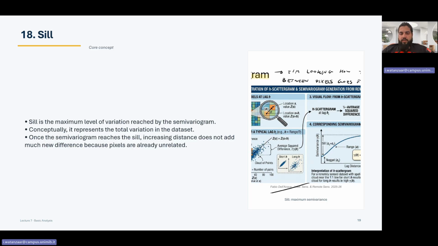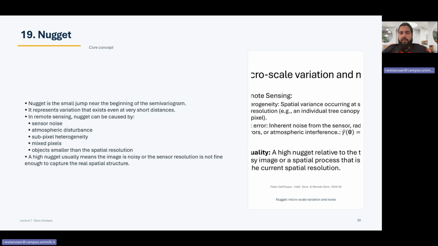And this is how we are representing it in the diagram. The last one, the nugget, is important. The nugget is a small jump at the beginning of the semivariogram, and it represents the variation that exists even at very short distances. The nugget is caused by sensor noise, the possibility of atmospheric distortion, and subpixel heterogeneity in mixed pixels, with objects smaller than the spatial resolution.